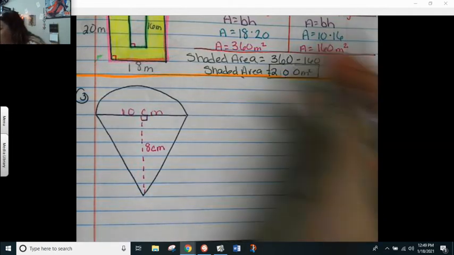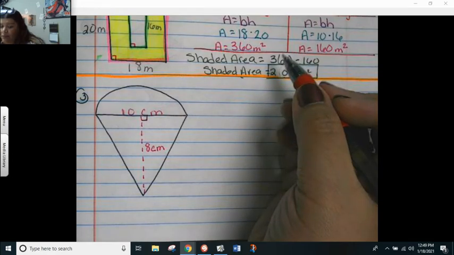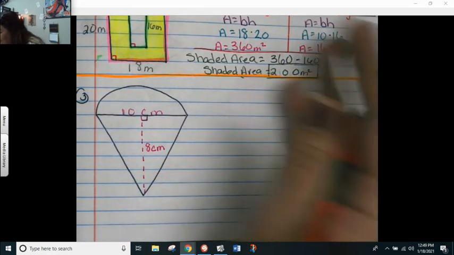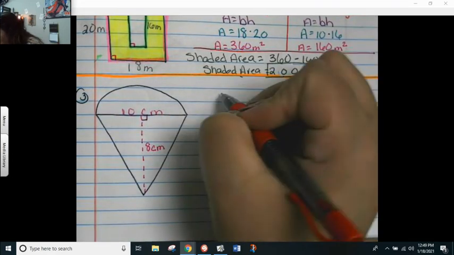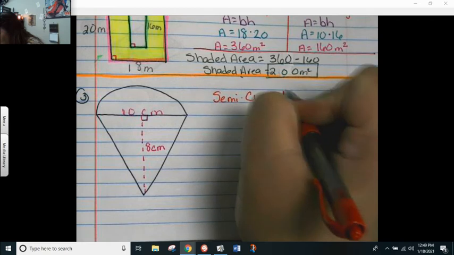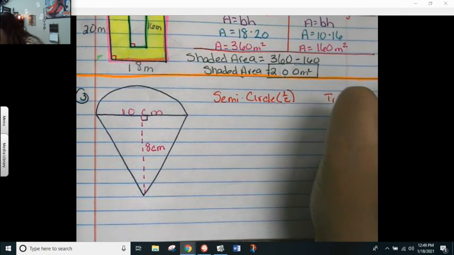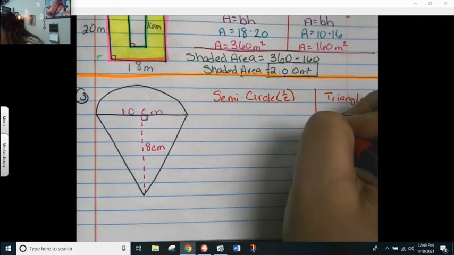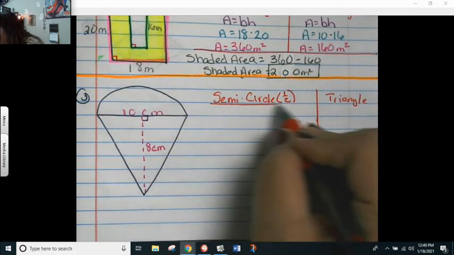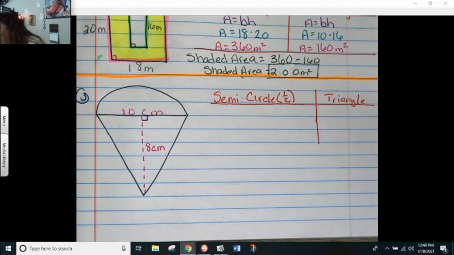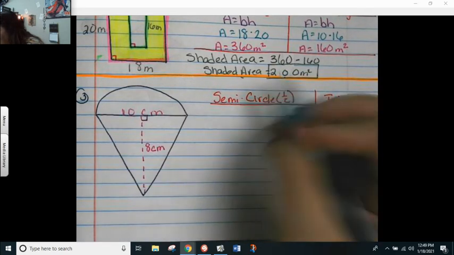All right. So just like before, with my table that I make, I'm going to go ahead and name them. So I do see a semicircle. I'm going to remind myself this is half a whole circle, and a triangle. Next I go ahead and name them. This one, I already named them.